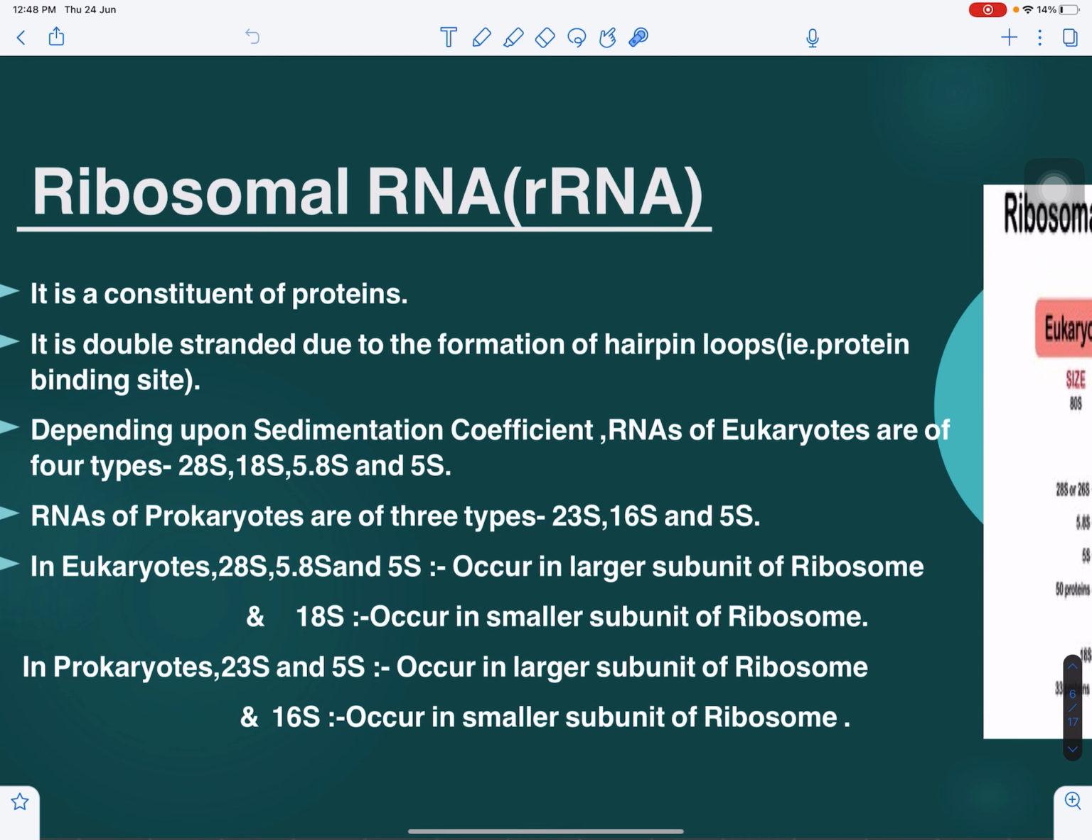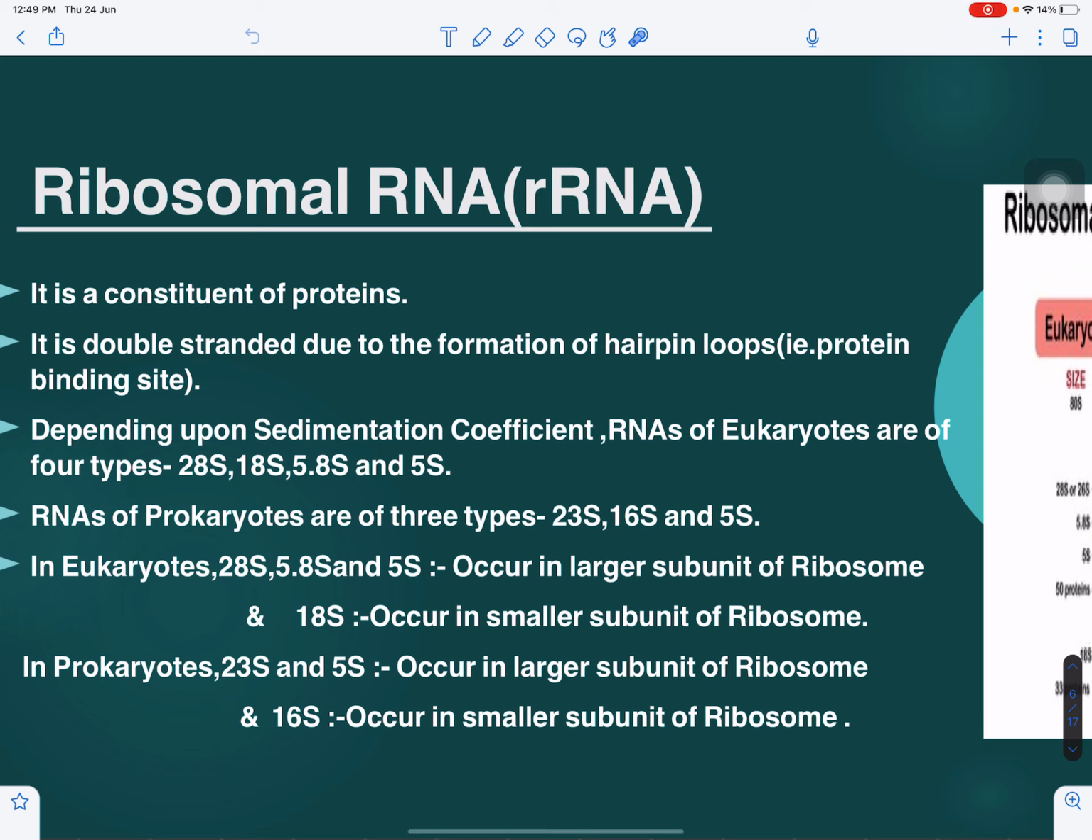Now we'll discuss ribosomal RNA. So ribosomal RNA helps in formation of ribosome. This also helps in formation of the protein. Now this is single stranded, but at certain places this may become double stranded. So depending upon its sedimentation coefficient, RNAs of eukaryotes are of 4 types: 28S, 18S, 5.8S and 5S. And RNAs of prokaryotes are of 3 types: 23S, 16S and 5S.